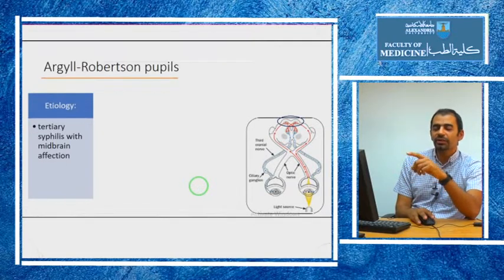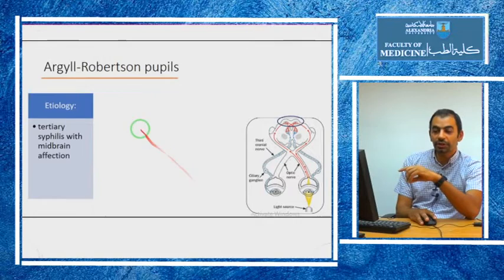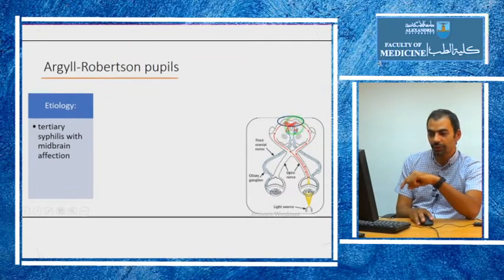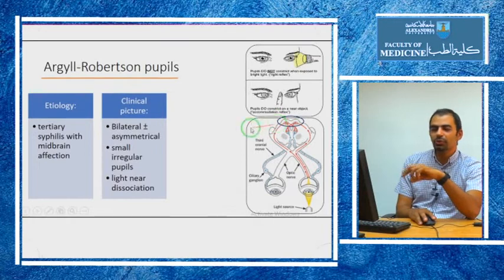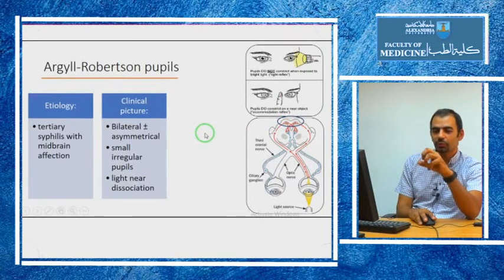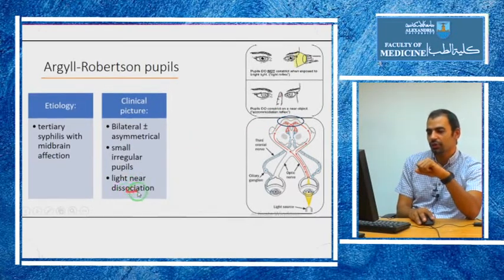There is another condition that may affect the pupil called the Argyll-Robertson pupil. It's caused by tertiary syphilis, which can affect the dorsal part of the midbrain. So again, it affects the pretectal nucleus, and thus it produces a bilateral, symmetrical, small, irregular pupil with light-near dissociation. So the eye will not react to light, but it will accommodate for near.